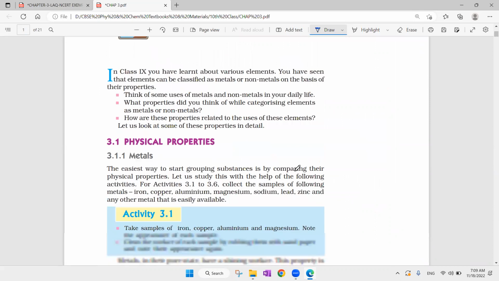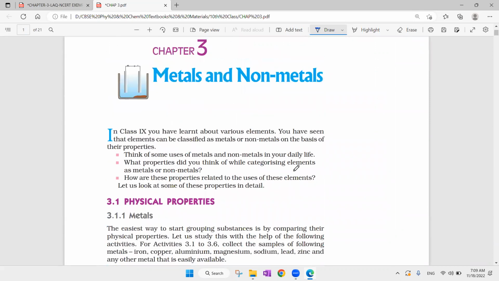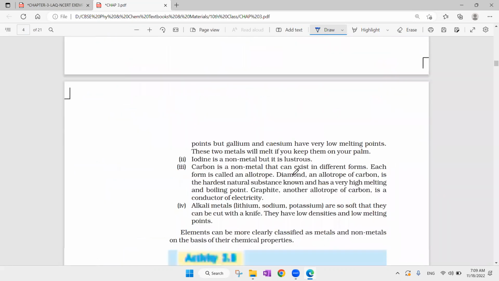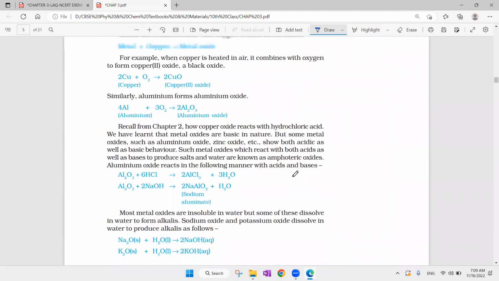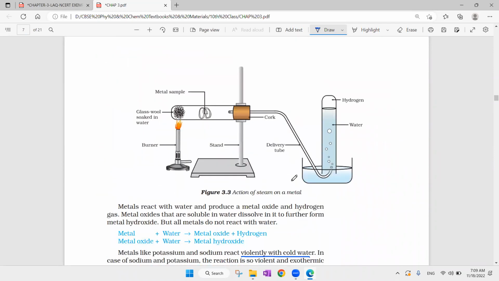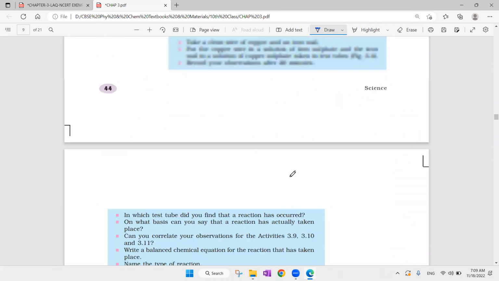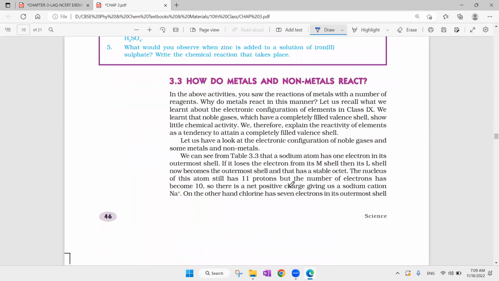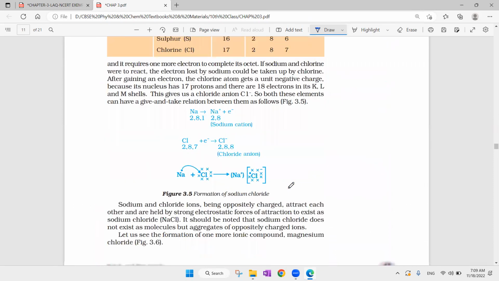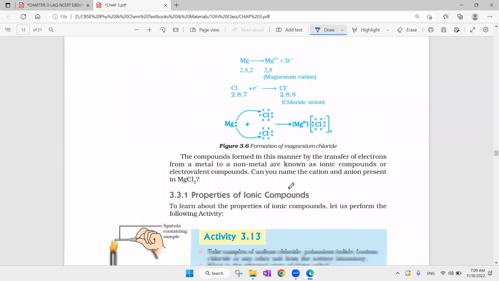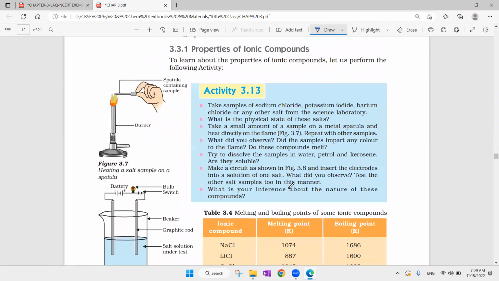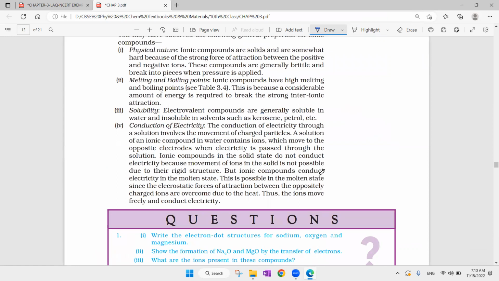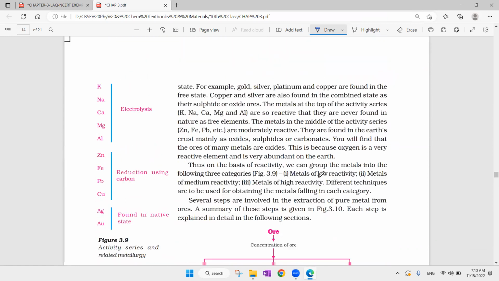For that, at least spend 30 minutes today to read textbook concepts: physical properties of metals, chemical properties of metals. In the chemical properties: reaction with oxygen, reaction with water, reaction with acids, reaction with bases, reaction with salt solution, then the reactivity series. After that, how do metals and non-metals react? That is regarding ionic compounds. Which will be losing electrons, which will be gaining electrons, you have to learn. Then properties of ionic compounds, and these properties are most important. Then occurrence of metals, how to extract metals.